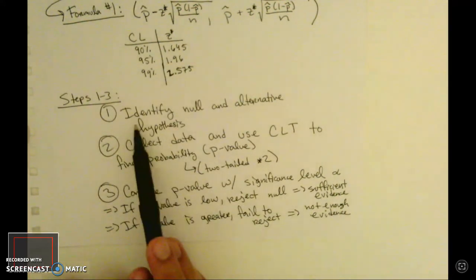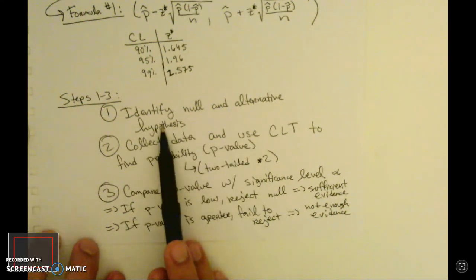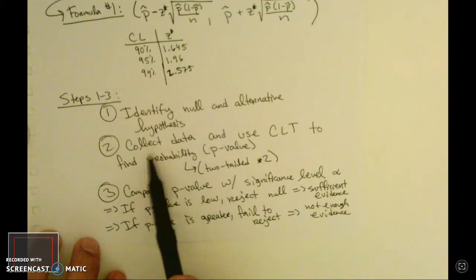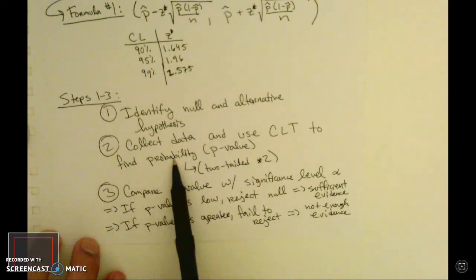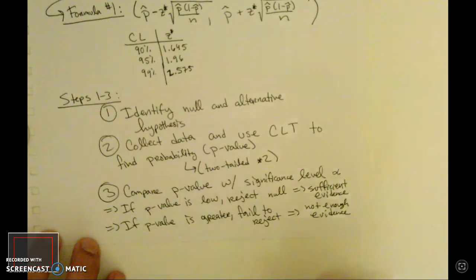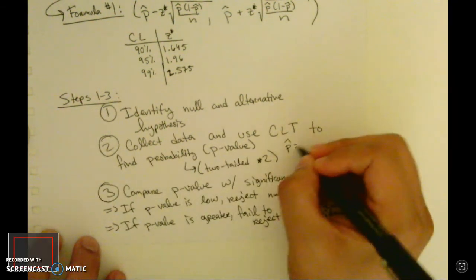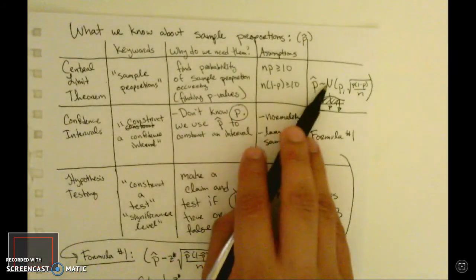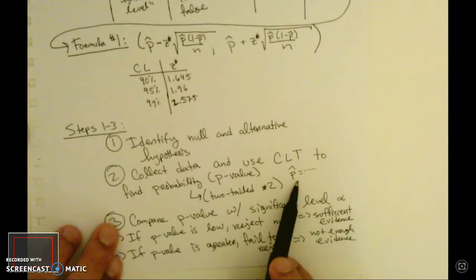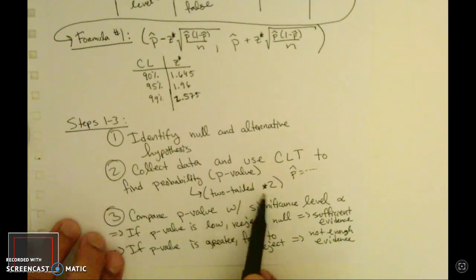The first step, we identify the null and the alternative hypothesis, right? Figure out what H0 and HA is. Then we collect the data and use the central limit theorem to find the probability, right? So we collect the data, and we find our p hat, whatever our p hat is. Then based on our p hat, we use the central limit theorem, all of this, to figure out what is the probability of p hat occurring, right? If you have a two-tailed test, you multiply it by 2.